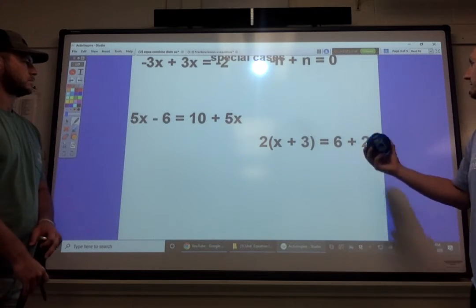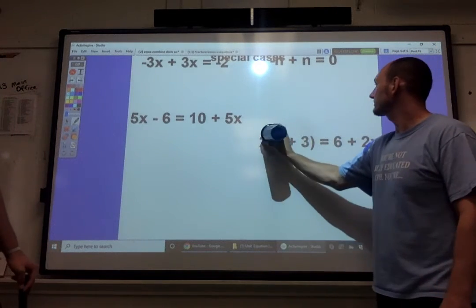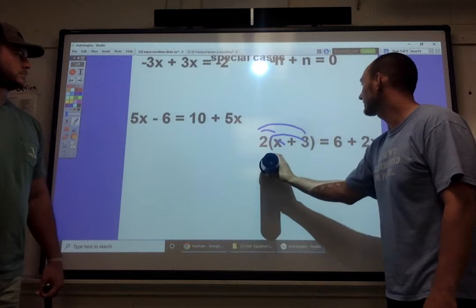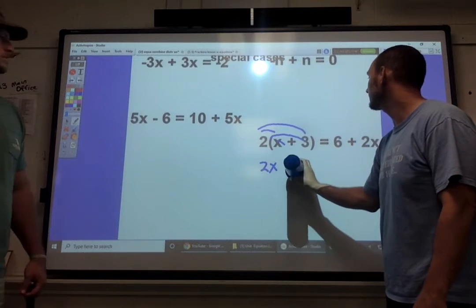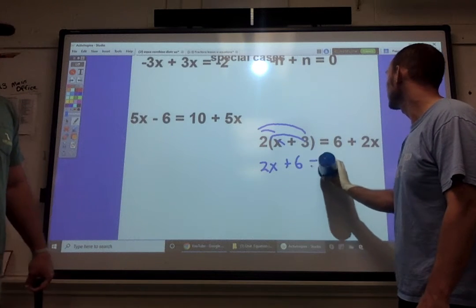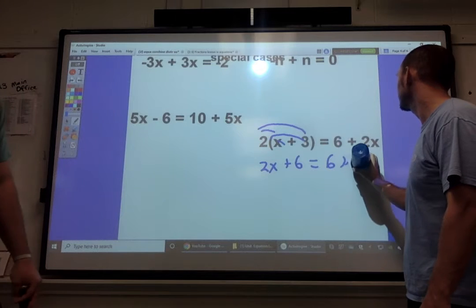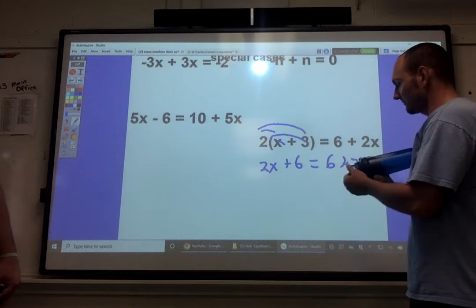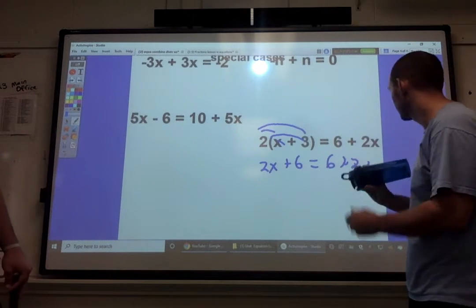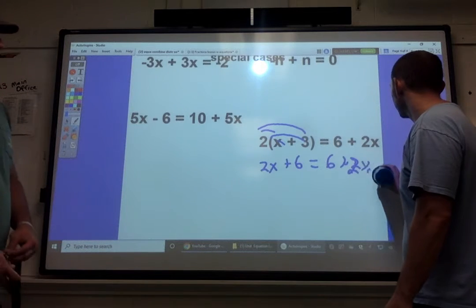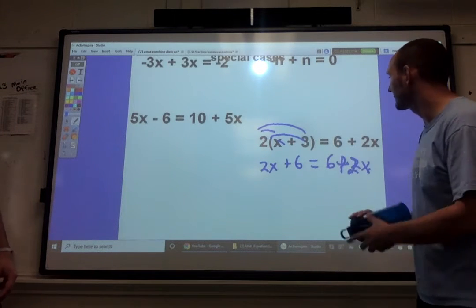So, here I've got the distributive property. So, what's that? Distribute the times 2. We're going to get 2x plus 6 equals 6 plus 2x. Well, my pen just broke. See, it's flimsy, it bends. That should be a 2x. I'm having bad luck with these pens.